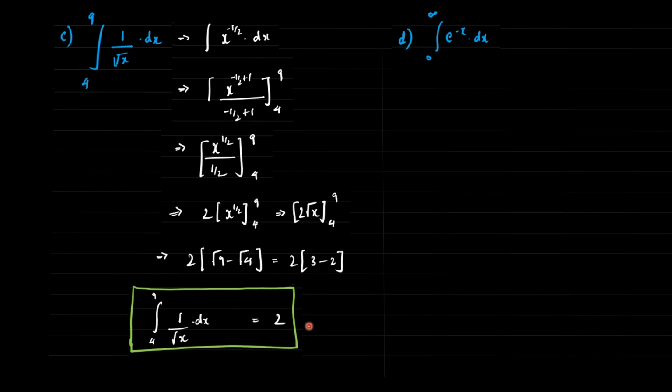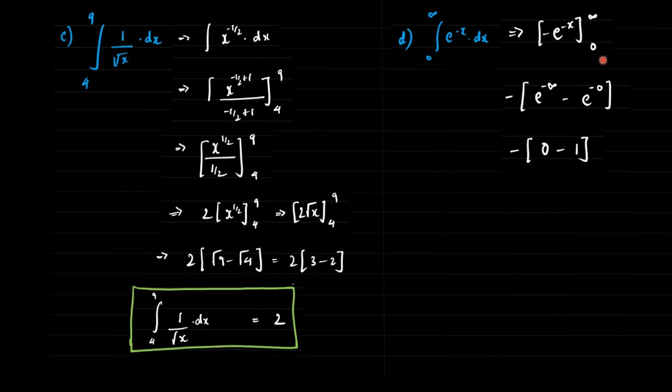Integral of e raised to the power of negative x from 0 to infinity with respect to dx. Let us start by integrating e raised to the power of negative x. e raised to the power of negative x, when integrated, you will be getting negative e raised to the power of negative x. Now I should be substituting the value of infinity and 0 in place of x. Negative sign can be taken out. e raised to the power of negative infinity minus e raised to the power of negative 0.